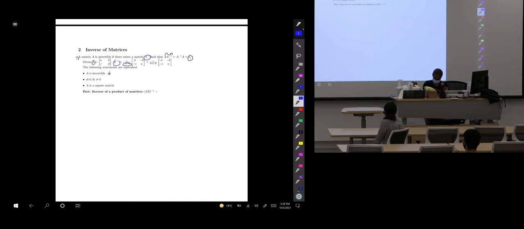Cool. So here's a question for y'all. What is the inverse of a product of matrices? Somebody else. You got all the answers, but I love it. Anybody else? It doesn't hurt to give me the wrong guess, right?